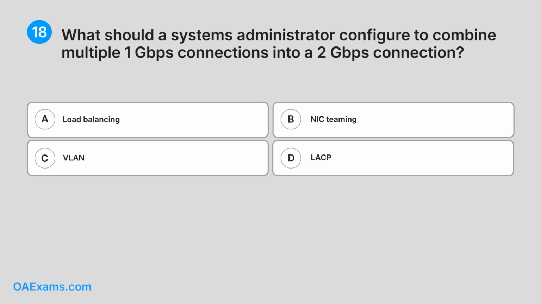18. What should a systems administrator configure to combine multiple 1 Gbps connections into a 2 Gbps connection? A. Load balancing. B. Link aggregation. C. VLAN. D. LACP. Do you know the answer?